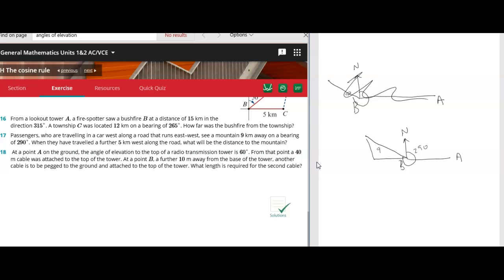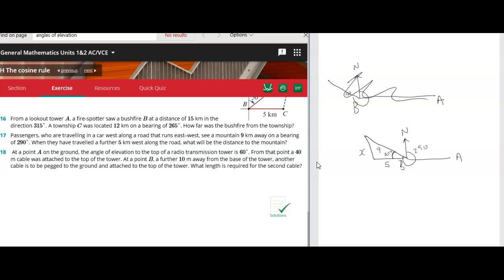Okay, so we're going to find that distance there. So that's 5, that's 9. This is what we have to find. So I'm just calling it X for now because we've already got some A's and B's happening. This angle in here is going to be 290, your bearing, take away 270, because the road runs east to west. So that's going to be 20 degrees in there.